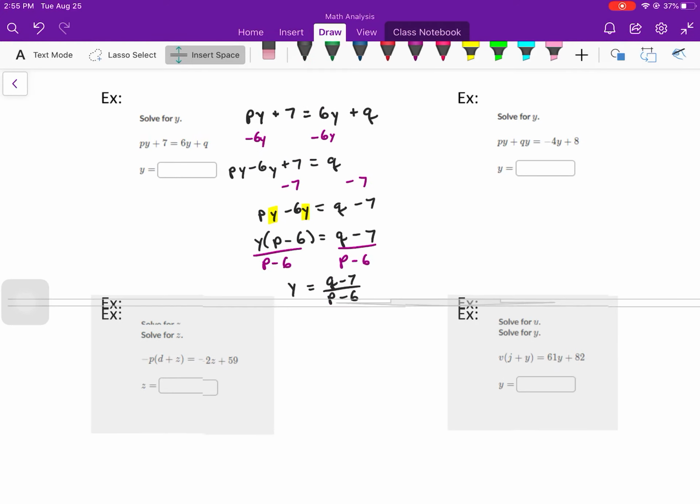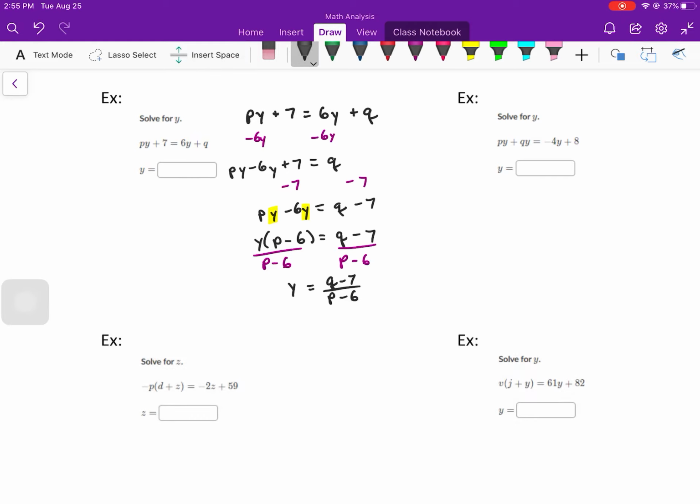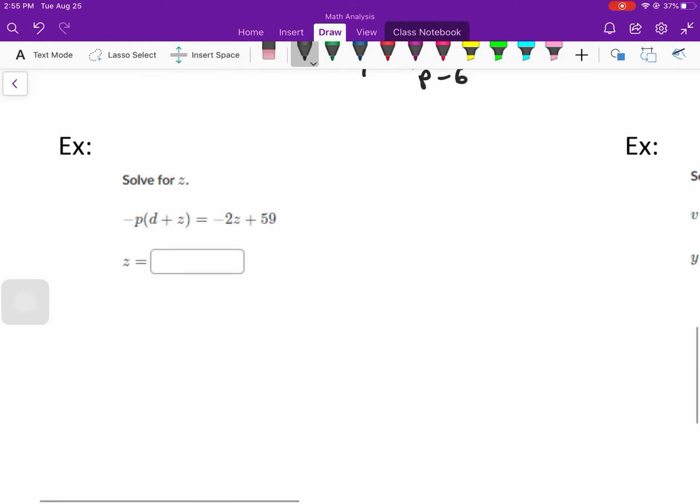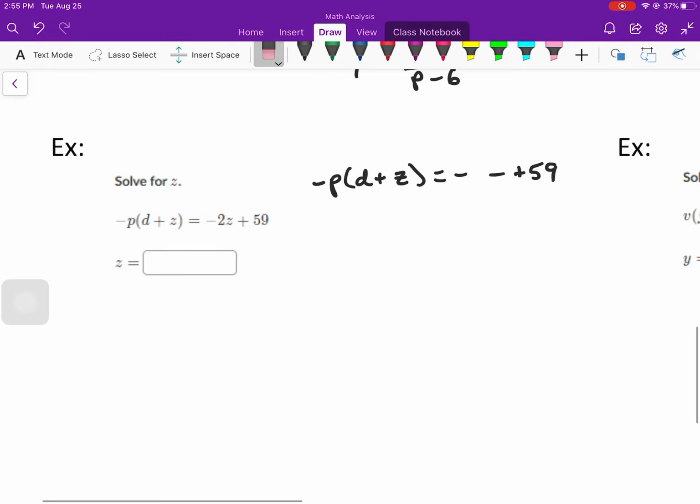Let me see if I can insert a space here without bringing everything else down. All right, cool. Let's do another example, something a little bit more complex this time. So we have negative p times d plus z. See, there's hardly any numbers going on anymore. And we'll have negative 2z plus 59. And you can see how bad my 2's are. They look just like z's.